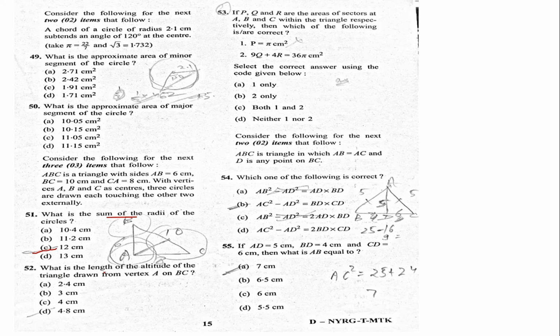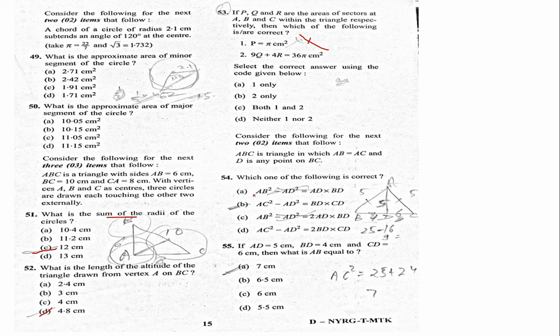The 52nd question is the length of the altitude of the triangle drawn from the vertex A on BC. The direct formula is AB multiplied with AC divided by BC. So 8 into 6 divided by 10 comes out to be 4.8 centimeter. Now proceeding to the 53rd question, on the areas of the sectors PQR, I did not do it, as I did not get the time.